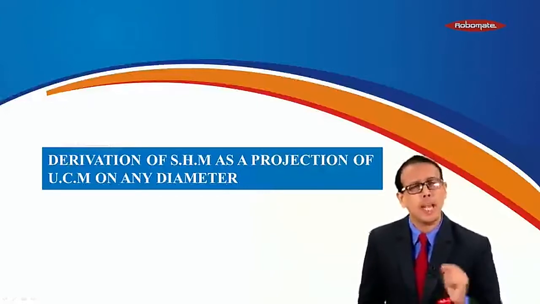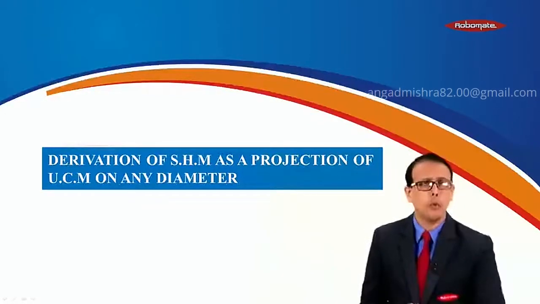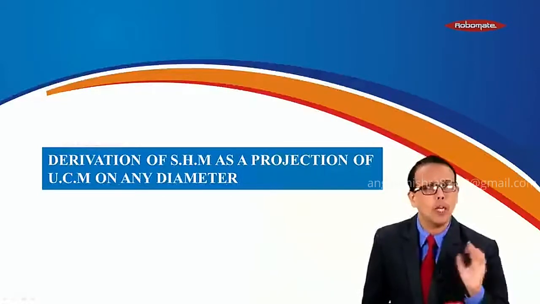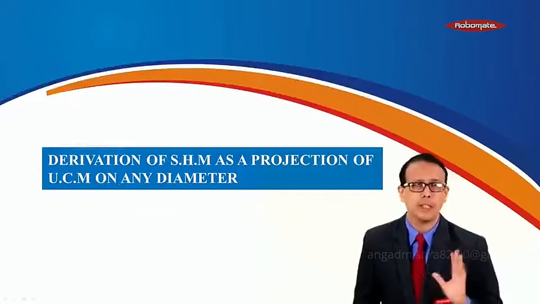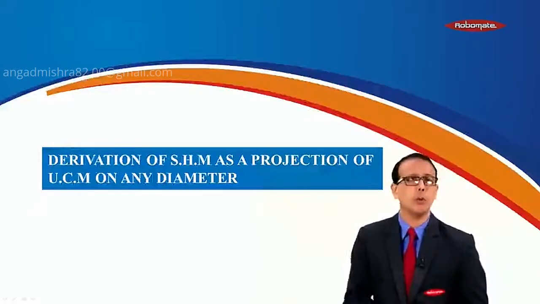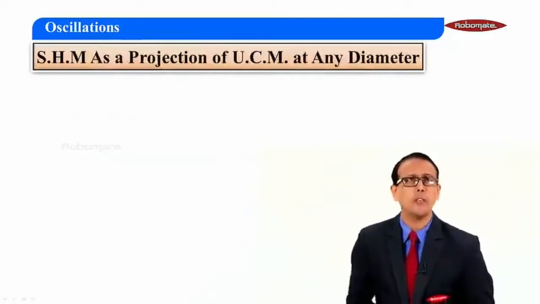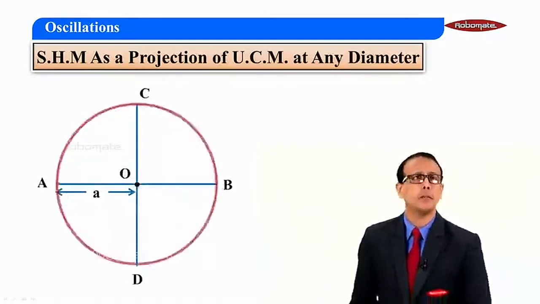Students, a motion can be called simple harmonic only if we can prove either F proportional to minus x or acceleration proportional to minus x. Let us prove one of these two conditions in this module. So let's derive an expression for SHM as a projection of UCM on any diameter.